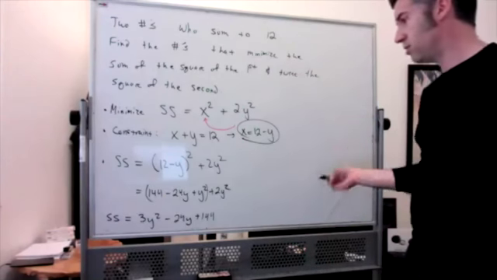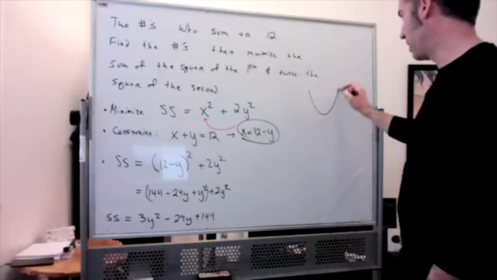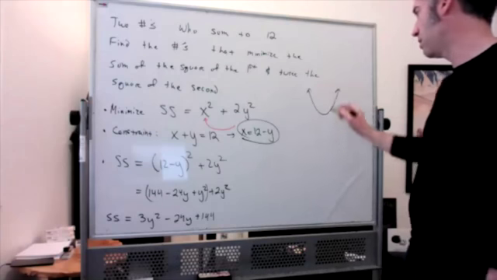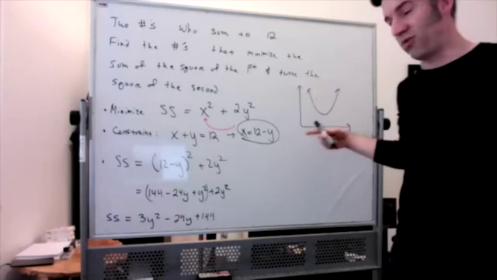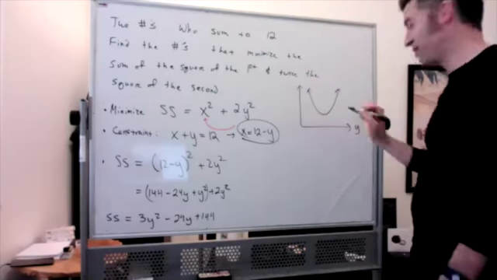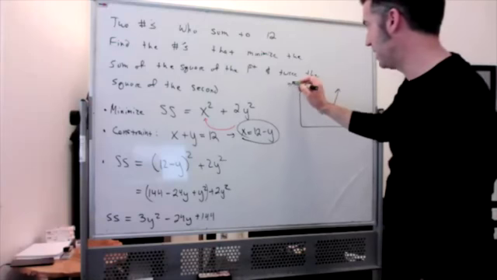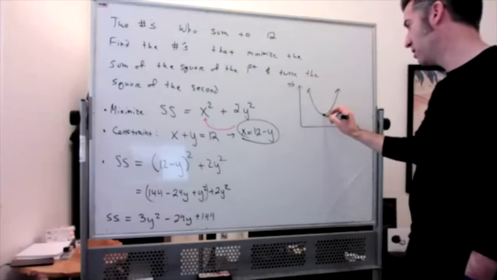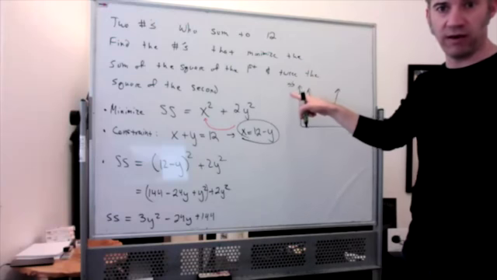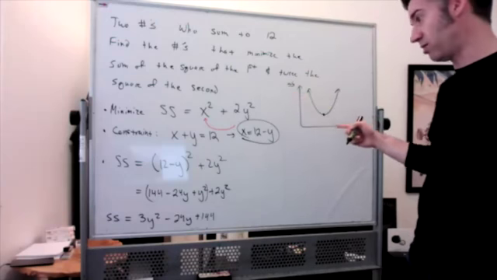So for this problem, again, we're thinking of this as a parabola. In fact, if I want to be more specific, in this parabola our horizontal axis is the y variable and our vertical axis is the SS variable. We're trying to find the value of y that minimizes the value of SS. So I'm trying to find the vertex of this parabola.